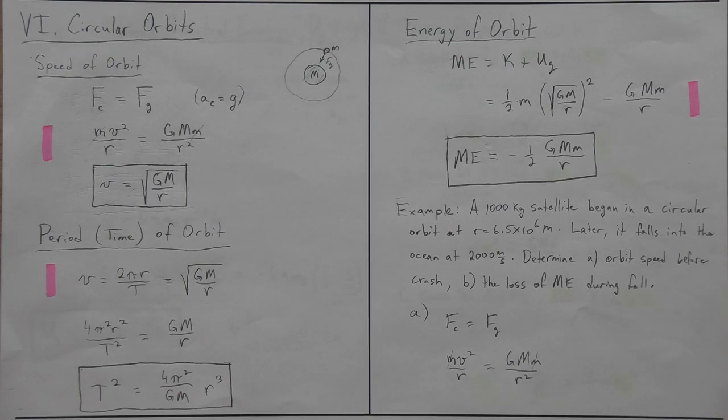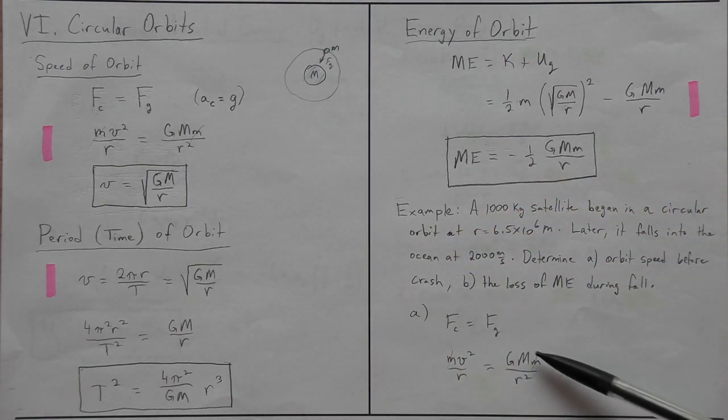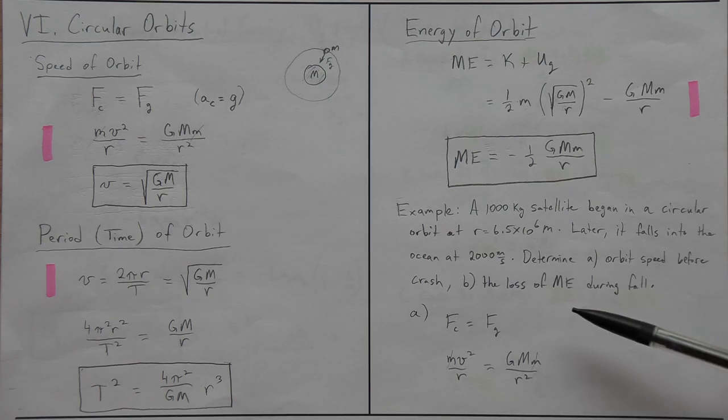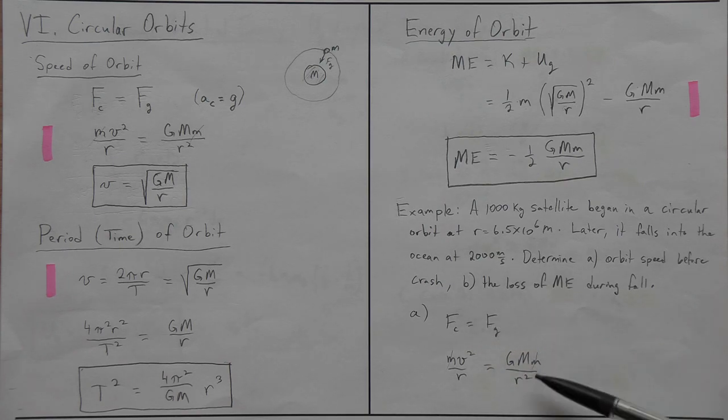Again, we can't just write this out and start it. You've got to derive it and show your work to get the points on the problem. So we begin as before. We need a circular force. It's gravity that creates centripetal force. We plug in what centripetal force is, what gravity force is, and then we go ahead and solve for v.